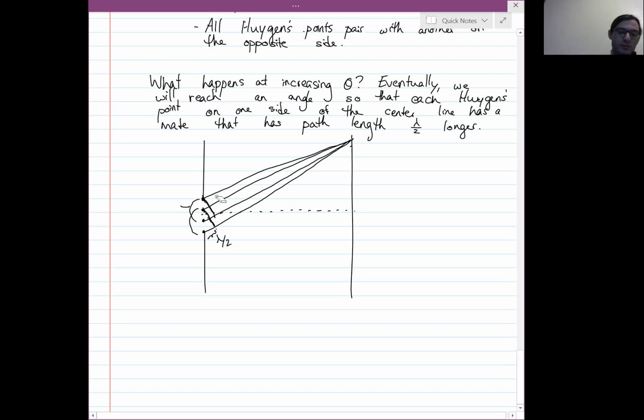Let me redo these drawings. So we don't want to include points at the edge because they behave like half a Huygens point. So let's do 4 equally spaced points. I did not have to erase all that. That's a bummer. 4 equally spaced points with 2 around the center point, right? All right, now I can redraw this.